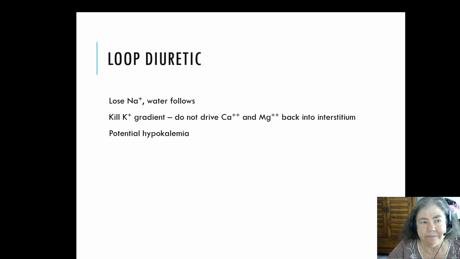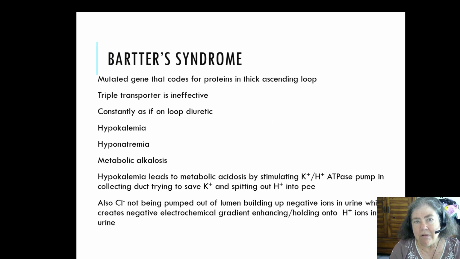There is a medical condition called Bartter's syndrome that is a gene mutation for proteins in the thick ascending loop. And as you think about it, what are these transporters? They're proteins in cell membranes. And in Bartter's syndrome, the mutation affects the triple transporter. So the triple transporter doesn't work.